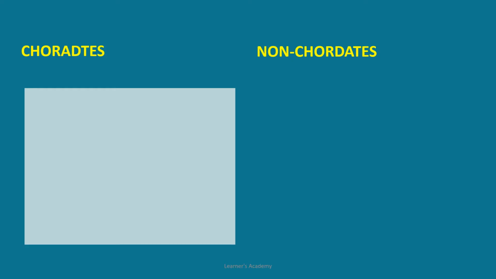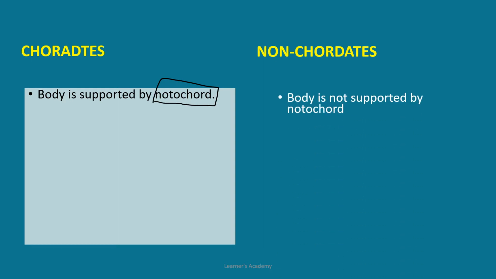The difference between chordates and non-chordates. The basic difference is that in case of chordates, the body is supported by a notochord, and in case of non-chordates, the body is not supported by a notochord. Now you will be wondering, what is a notochord? Notochord is a long rod-like supporting structure present on the dorsal side of the animal body, and it keeps the nerve tissue isolated from the remaining body.